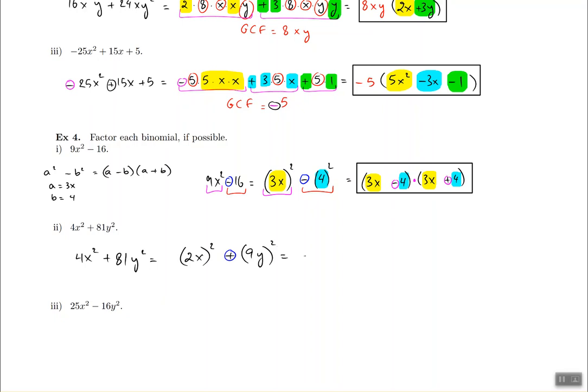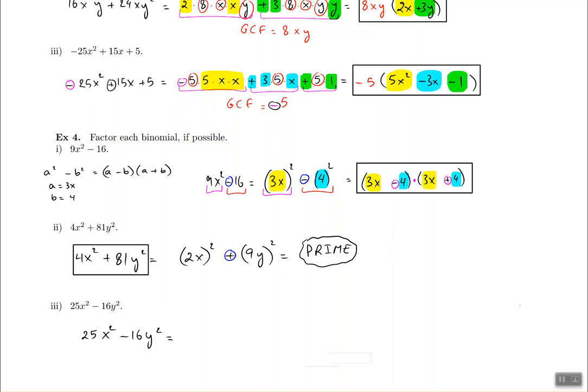So when something cannot be factored, we just write down the word prime. Prime means it cannot be factored. As a matter of fact, the answer to this question is the original thing that we started with, the 4x squared plus 81y squared. Cannot be factored, so that's the end basically. So sometimes we use the word prime to refer to these kinds of problems where no solution exists.